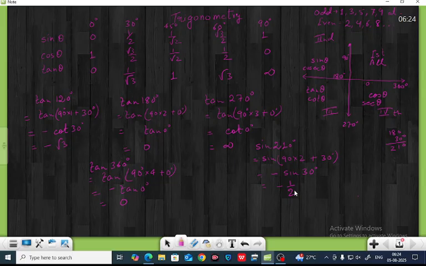The value of sine 210 is minus half. In this way, you can find any value of sine, cos, tan. This is the way in which you can find the various values of sine theta and cos theta.